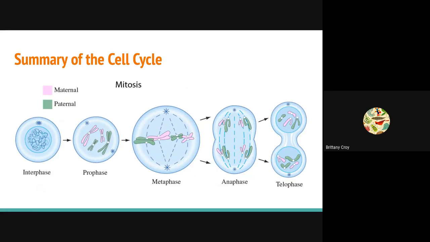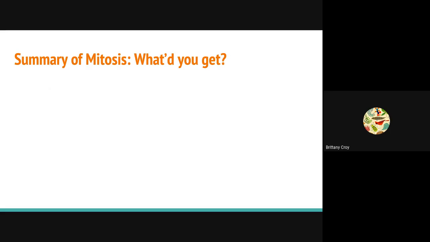Here's a picture where you can see the whole cell cycle happening together. Remember, the cell cycle does include interphase and the 4 phases of mitosis there as well. So let's review what we get out of mitosis. How many cells? 2 new cells.